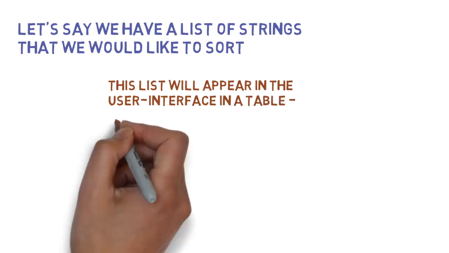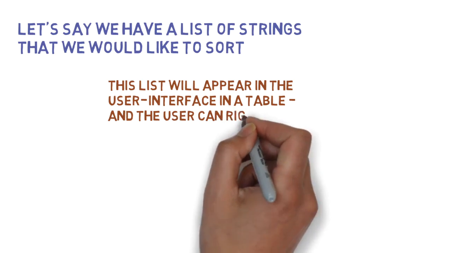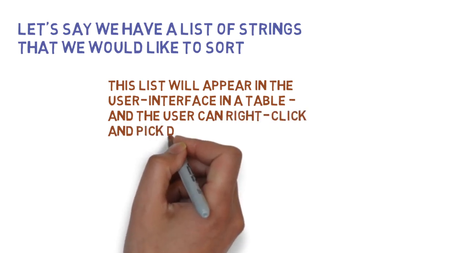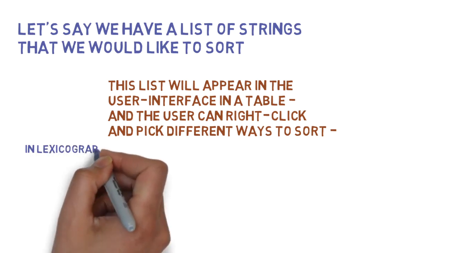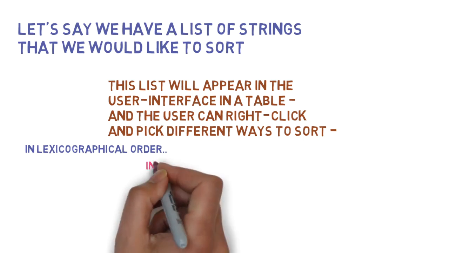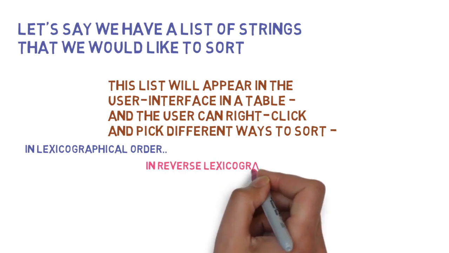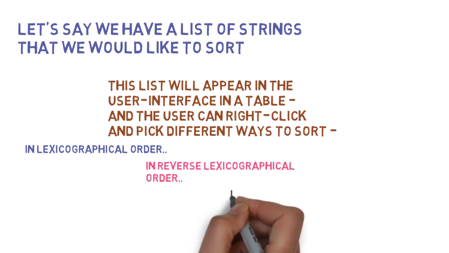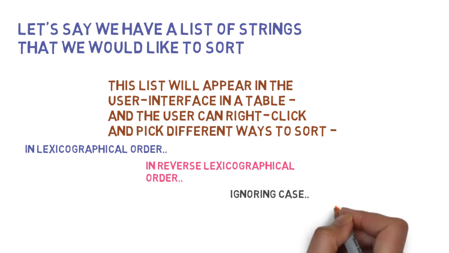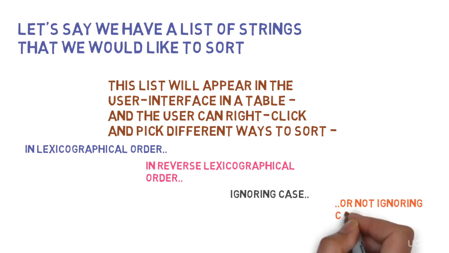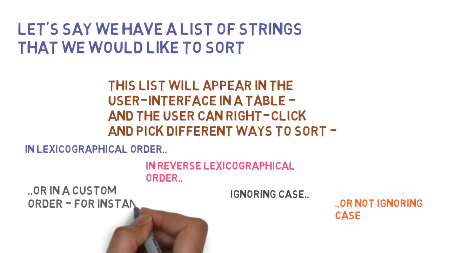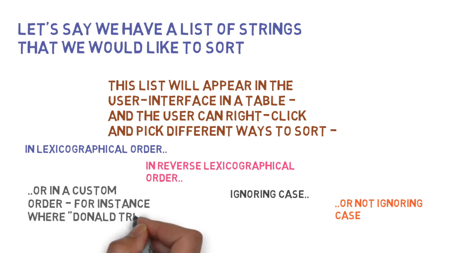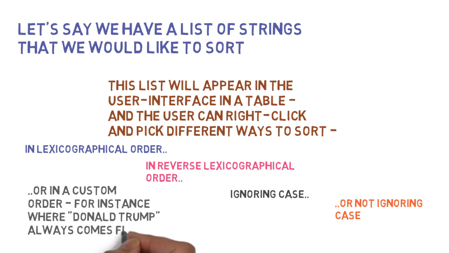And we want to allow the functionality where a user can right-click on this table and pick different ways to sort. It's very easy to imagine here that there are a whole host of algorithms you could use for sorting these strings. Let's just say that we want to sort it in lexicographical order. You'd sort it in a certain type of way. If you want to do it in reverse lexicographical order, your algorithm would be a little different. If you ignore case or if you don't ignore case. In each of these cases, you'd have a different sorting algorithm. You could even have a custom order where the name Donald Trump always appears first in the list. So all of these are different ways of achieving the same objective, which is to sort this list of strings.